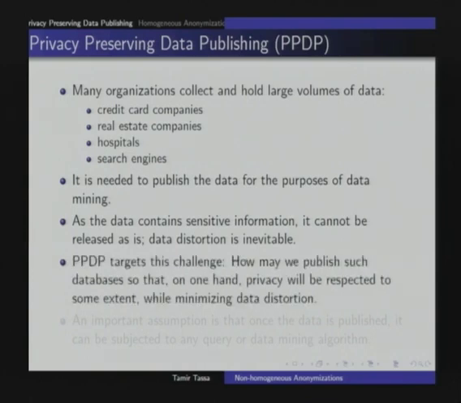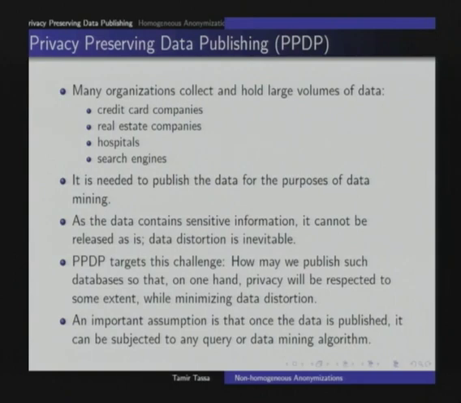Privacy-preserving data publishing targets this task. How can we publish such data so that, on one hand, privacy will be preserved, at least to some extent? I will underline this expression maybe several more times later on, while, on the other hand, minimizing data distortion in order to maintain utility of the data.